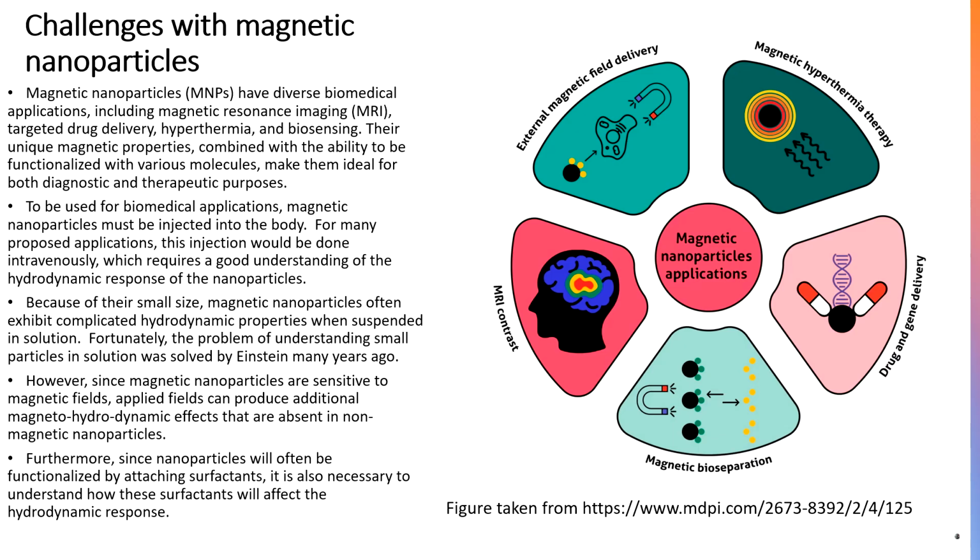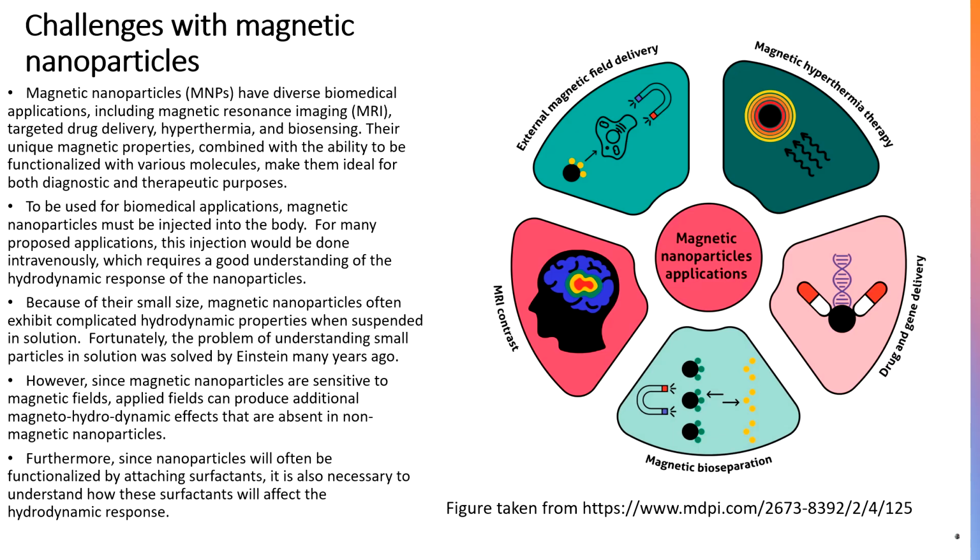So because of their small size, magnetic nanoparticles often exhibit complicated hydrodynamic properties when suspended in solution, and fortunately the problem of understanding small particles in solution was solved by Einstein many years ago. Einstein had helped in understanding this almost a century back. And since magnetic nanoparticles are sensitive to magnetic fields, applied fields can produce additional magneto-hydrodynamic effects that are absent in non-magnetic nanoparticles. So you can manipulate from the external forces there.